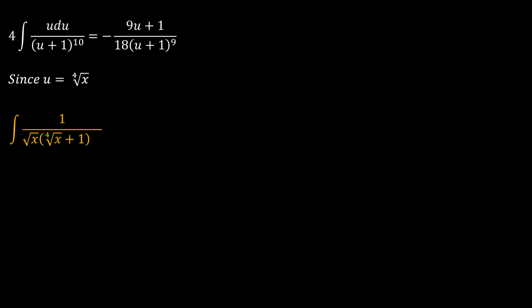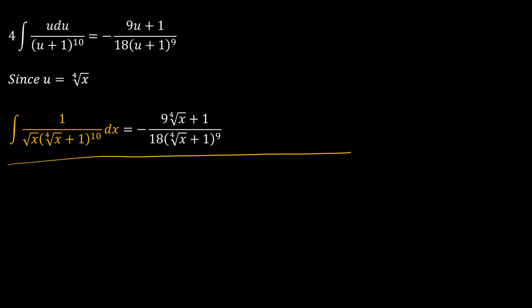The integral of 1 over the square root of x times the fourth root of x plus 1, to the power 10, is equal to negative, and then we have a fraction of 9 times the fourth root of x plus 1, over 18 times the fourth root of x plus 1 to the power 9. And this here, ladies and gentlemen, was the solution that we were looking for.